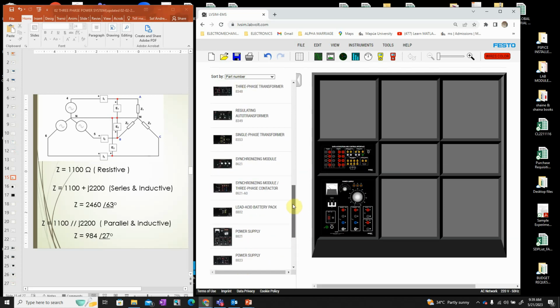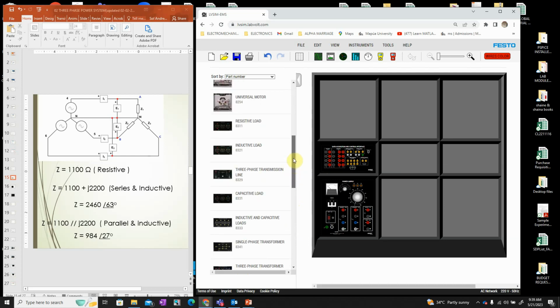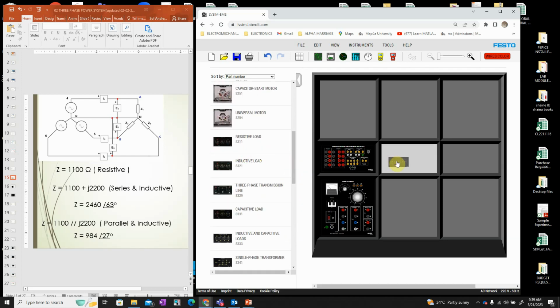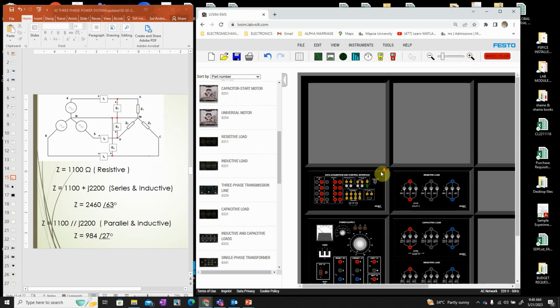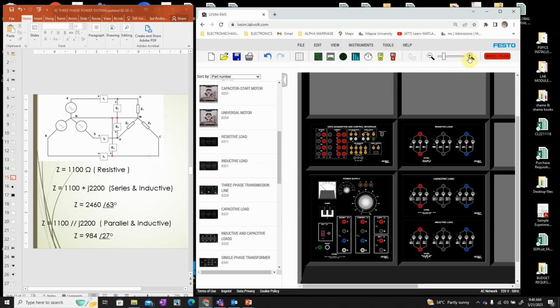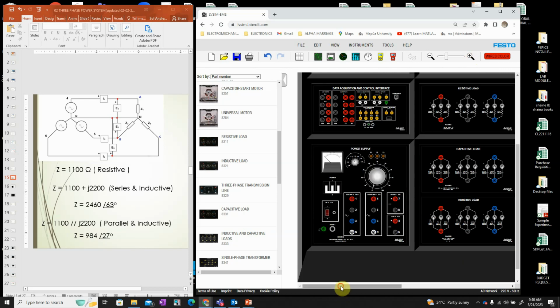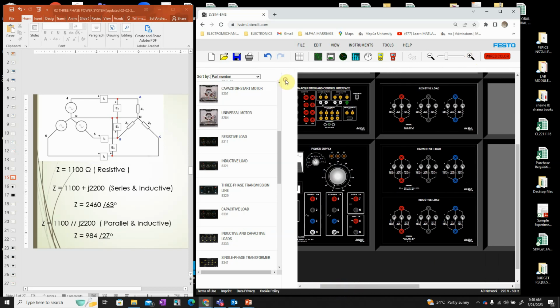And we'll also bring out our resistive load here. You can put the resistive load here. You can put the inductive load here. Right? And you can also put the capacitive load. Okay? Now let's zoom in here, so that you can see clearly. So now, there you have it. You can now close this one.